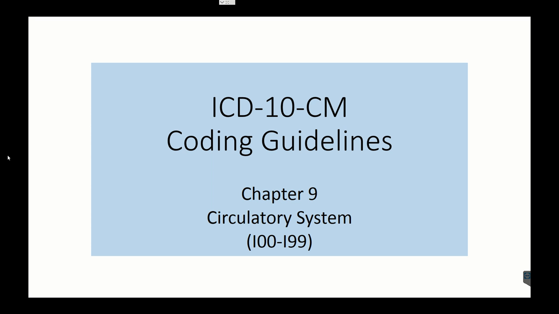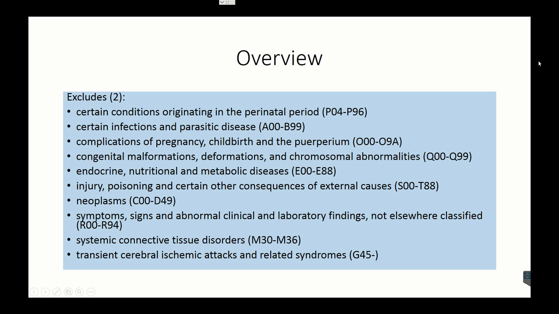ICD-10-CM Coding Guidelines, Chapter 9, Circulatory System, Introduction. This chapter is all on the circulatory system, so there are certain diseases that will always be coded. These won't ever be coded as included or the Excludes2 note states.